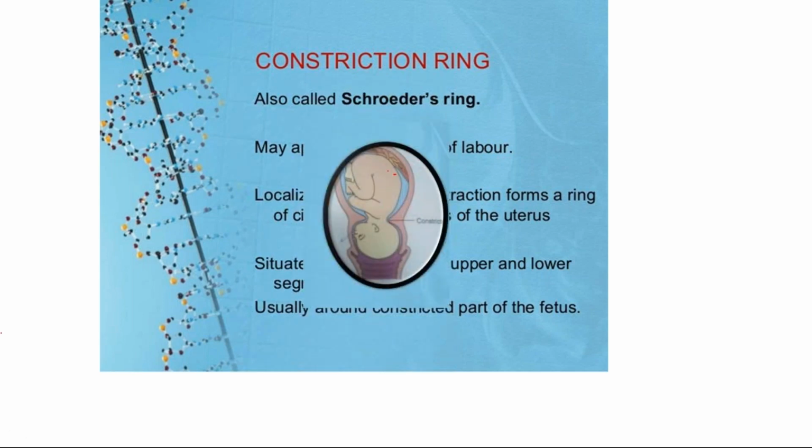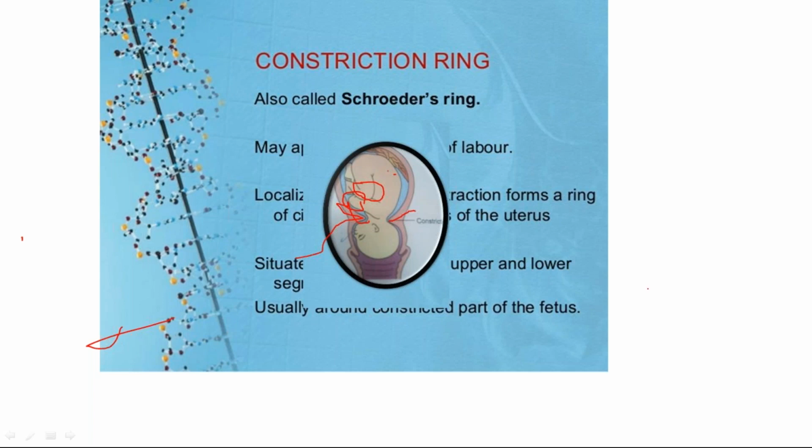Right? So this is a figure you can see. There is a localized constriction. Can you see, all of you? This is the uterus. It is a localized constriction around the neck. The same thing can happen even around the knee of the baby also. Around any small parts, around the elbow, it can contract and stay like that, preventing the descent of the baby.